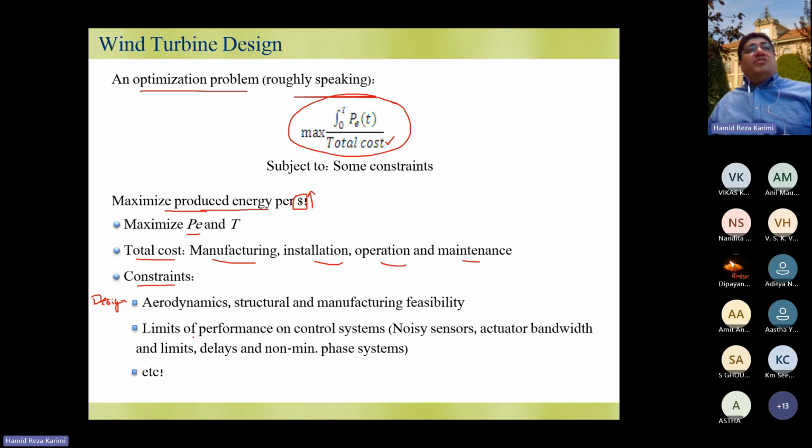We also have some limitations of performance on the control system, from the noisy sensor, actuator bandwidths, the time delay, and other nominal phase, and so on. And this is for the operation, okay? So in total, we have several constraints for the operation and for the design. This is the reason that we need to handle this kind of concept. But how to handle it?